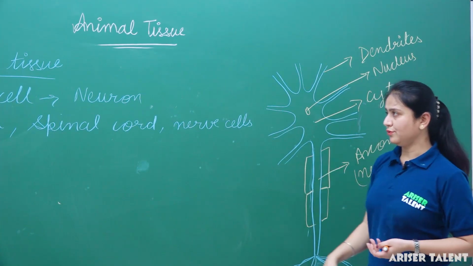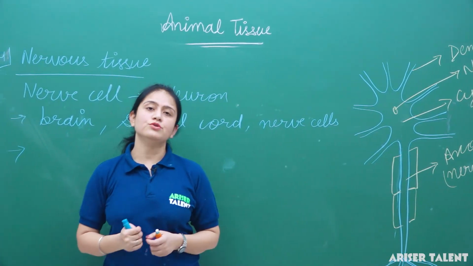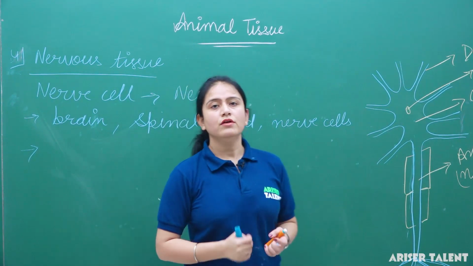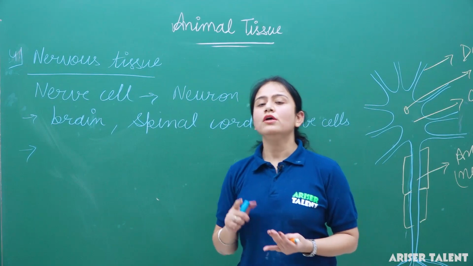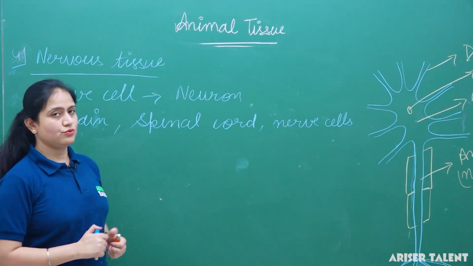Animal tissues, we studied about the different tissues based on the different kinds of functions: epithelial tissue, muscular tissue, connective tissue, and the last one nervous tissue.